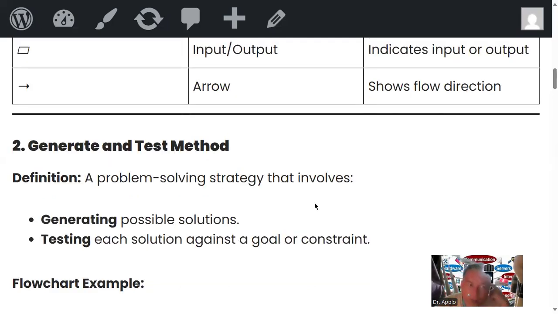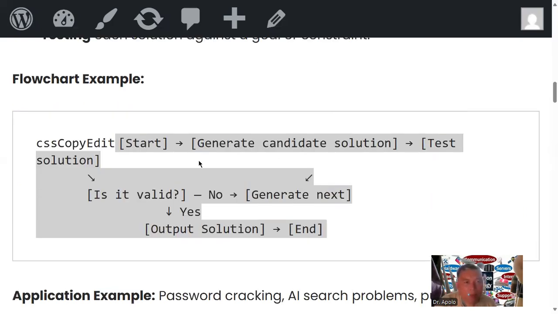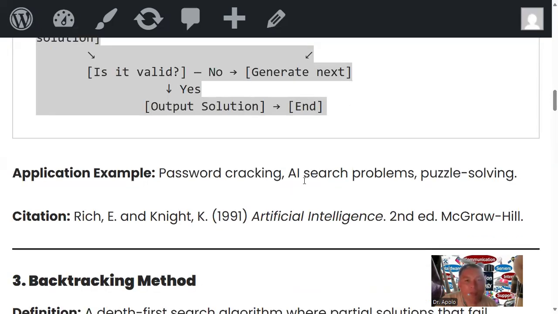So the generate and test method is a problem solving strategy that involves generating possible solutions and testing each solution against a goal or concept. For example, here these are the processes: generate candidate solutions, then test. Is the solution valid? No, it will do something else. If yes, output the solution, and just like that. Applications: password cracking, AI search, puzzle solving.